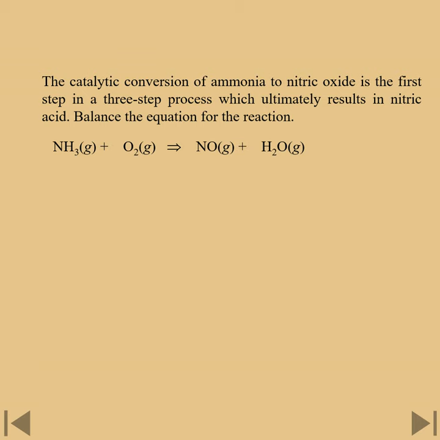Okay, the catalytic conversion of ammonia to nitric oxide is the first step in a 3-step process which ultimately results in nitric acid. Let's balance this equation. Okay, again, oxygen looks like it should be left for last, and let's start with nitrogen. 1 on the left, 1 on the right. Least common multiple is 1, so there's 1 nitrogen on both sides. Then hydrogen, 3 on the left, 2 on the right. 6 is the least common multiple, so let's put 6 hydrogens on both sides.